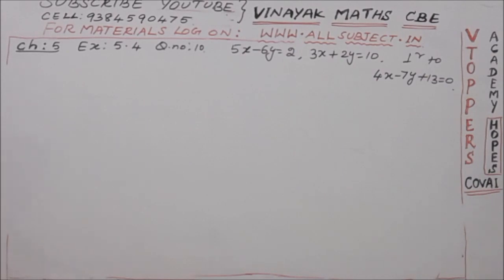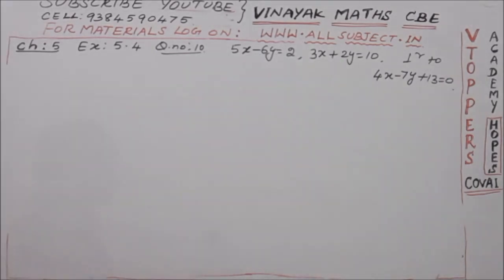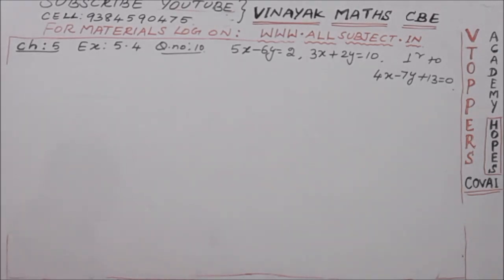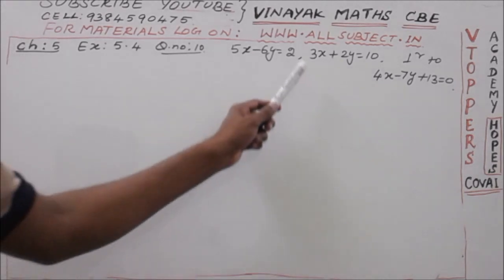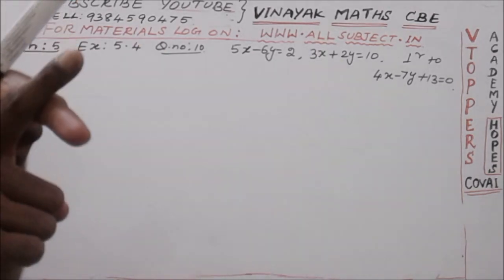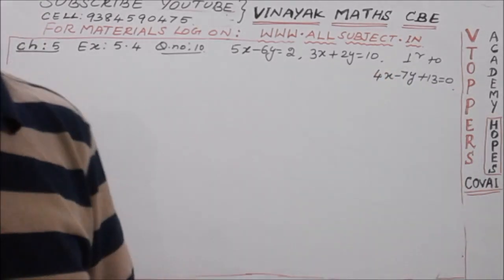Question number 10. The required line passes through the intersection of these two lines and is perpendicular to the line 4x minus 7y plus 13 equal to 0. Similar to question number 9, but a small change. There it passes through the intersection of two lines and is parallel to the given line, but here it is perpendicular to the given line.